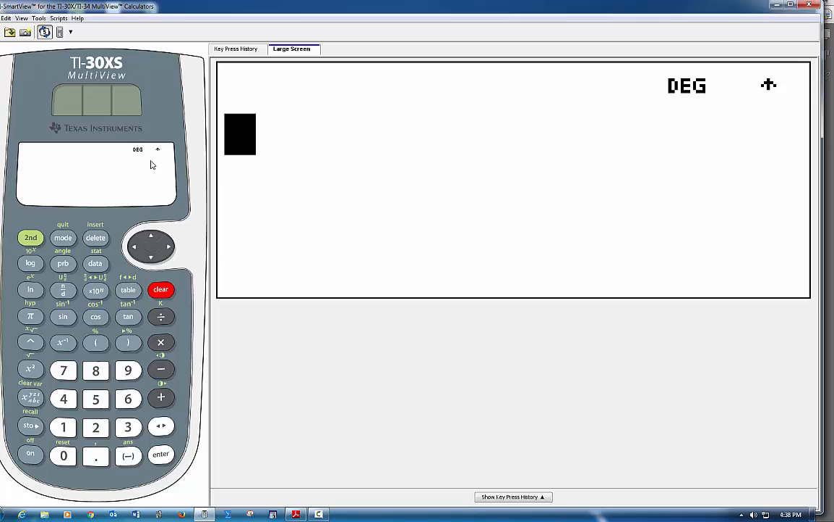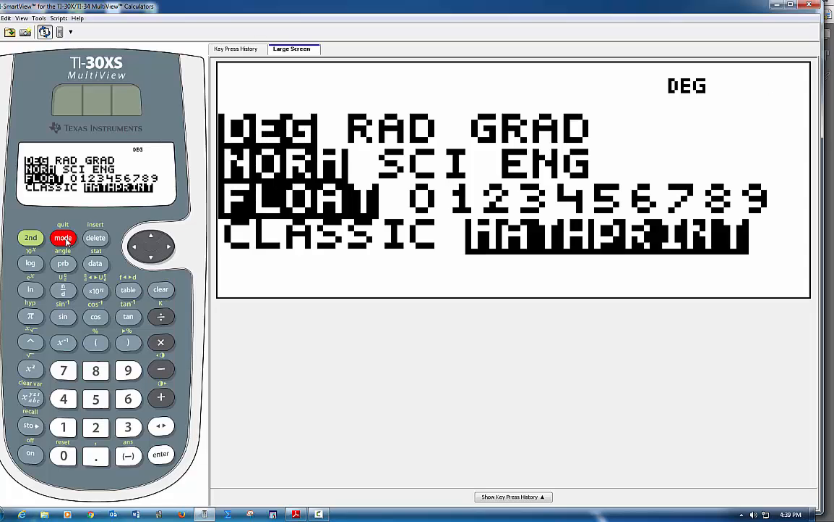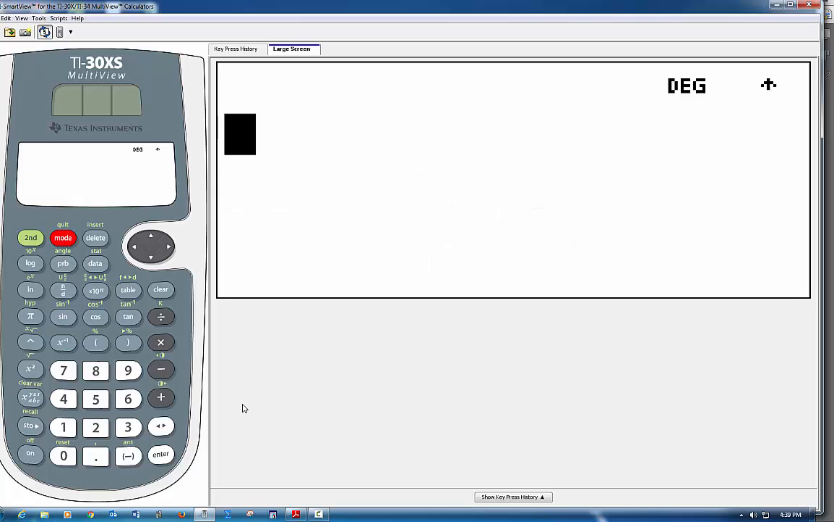Notice that my calculator tells me that I'm in degrees. If I want to change to radians, I would just hit mode and slide over to radians. So you need to make sure that when you're working a problem, you know whether the problem is in degrees or in radians.